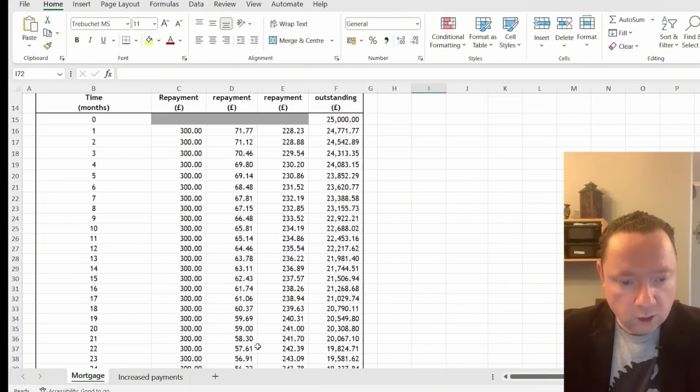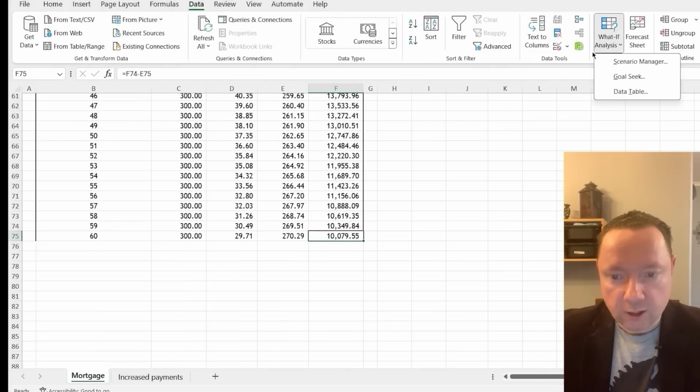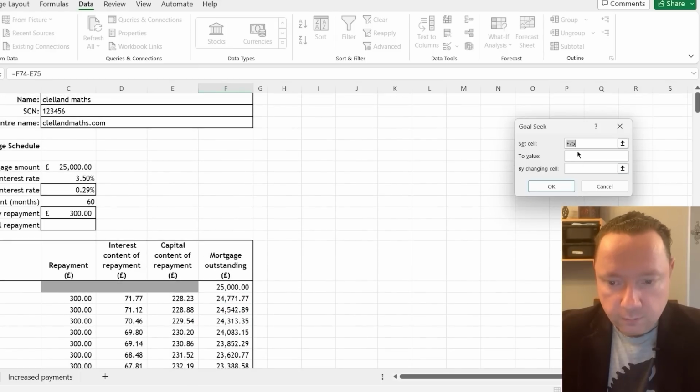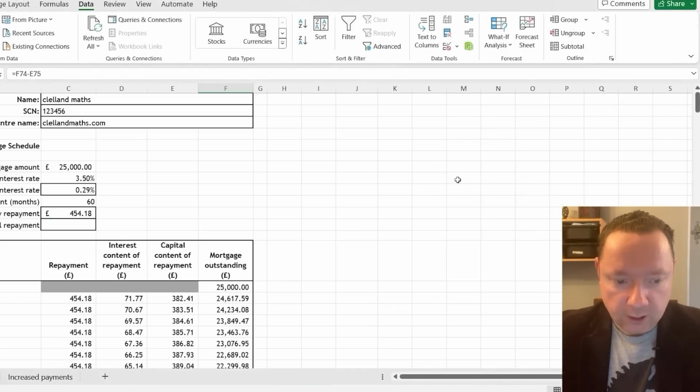And we want to do a goal seek. So we want to make this 0. So we're going data, what if analysis, goal seek. We want to change that to 0 by changing cell, well, the level monthly payment, of course. So okay, that'll run its little thing, press OK.